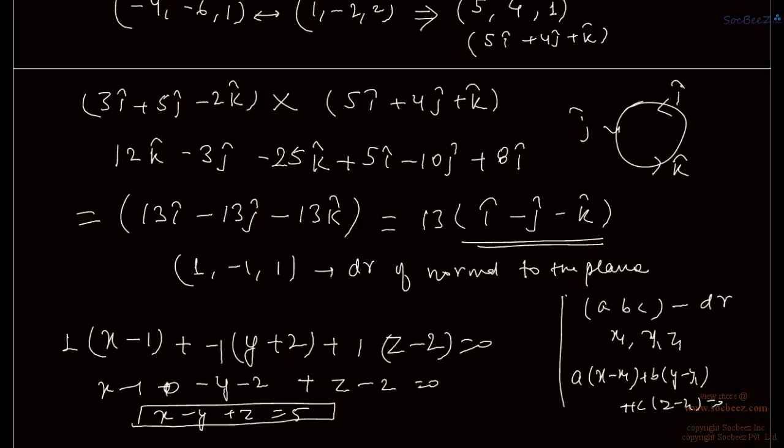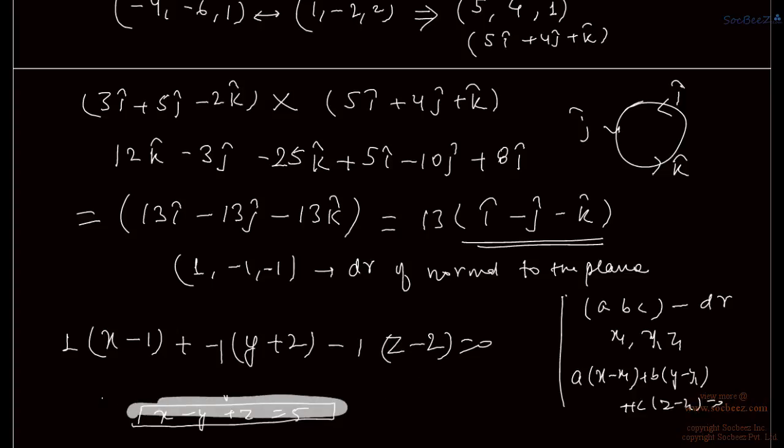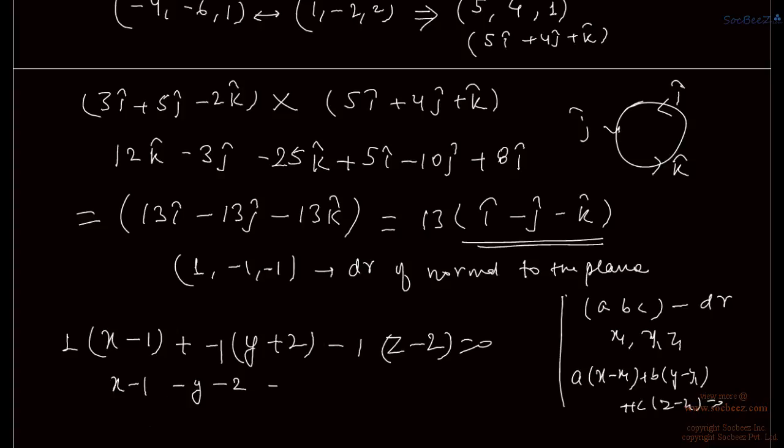Here the direction ratios are 1, minus 1 and minus 1. So here we have written 1, minus 1 and plus 1. So this would be minus 1, minus 1, minus 1. So in place of plus, here it should be minus 1, minus 1, minus 1. So in this step we have x minus 1 minus y minus 2 minus z plus 2 is equal to 0.